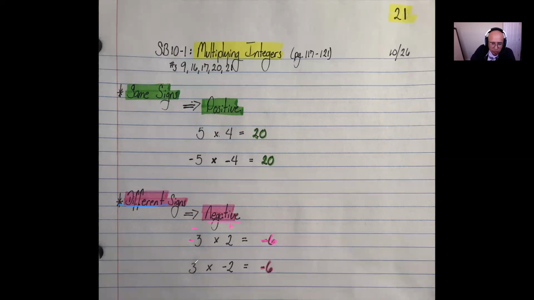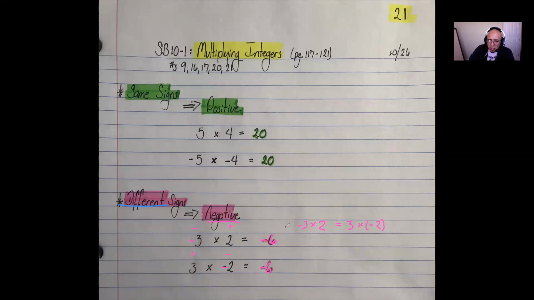What if we switch those around? Well, positive 3 times negative 2. So again, we have different signs. We have a positive and a negative. So the answer is going to be negative. In this case, it's going to be negative 6. All right. As you can see, it's the same answer. So yes, it would be accurate to say that negative 3 times 2 is equal to positive 3 times negative 2. Those would be the same thing.